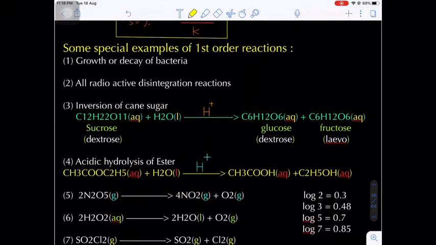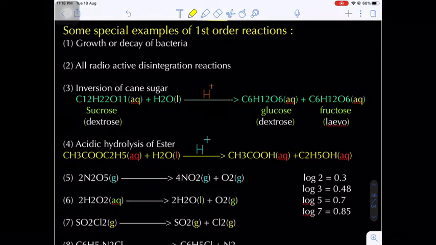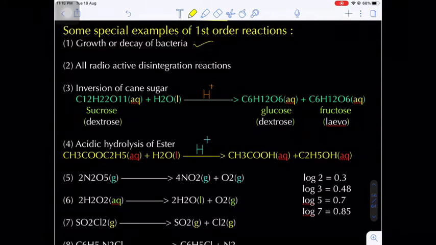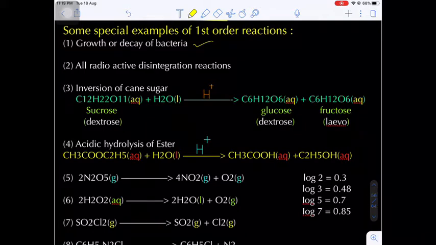Now there are some examples regarding first order kinetics. Just like in the last class, I explained some suitable examples for zero order kinetics, here also are first order kinetics examples. The first example: growth or decay of bacteria. In milk, due to increasing bacterial growth, milk will be spoiled. So the growth or decay of bacteria follows first order kinetics. Next, all radioactive reactions follow first order kinetics. In nuclear physics or nuclear chemistry, whatever nuclear reactions there are, they all follow first order kinetics.